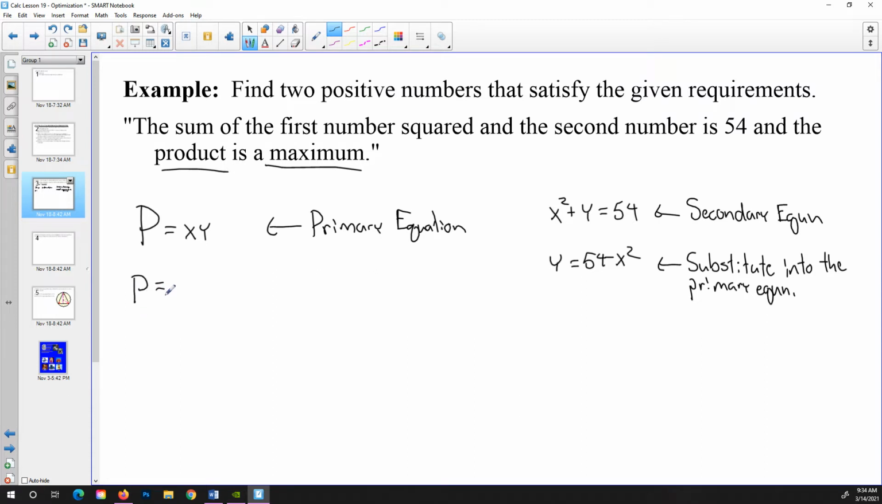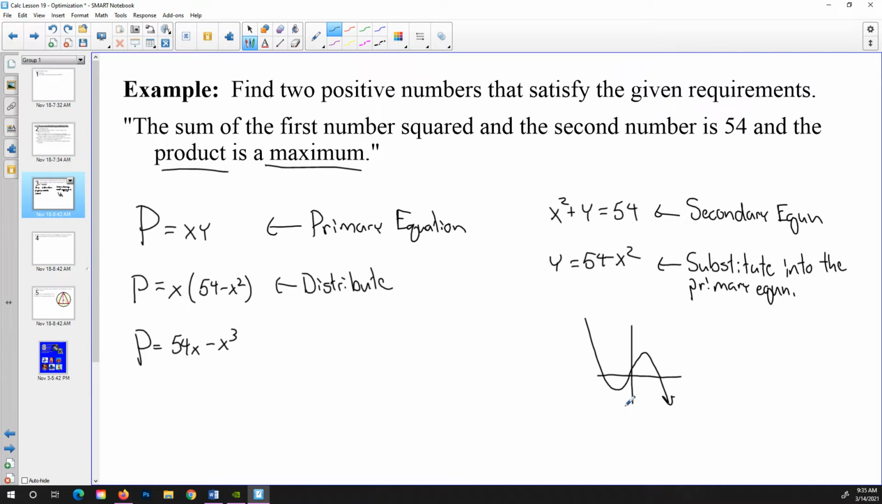And what that'll look like is I'll go p equals x times, and we'll substitute in for y, this 54 minus x squared. And here I'm going to distribute, and I'll have p equals 54x minus x to the third. All right, now I know something about this equation, and off to the side, I know that it's going to go through x. It's going to look something like this, I think.